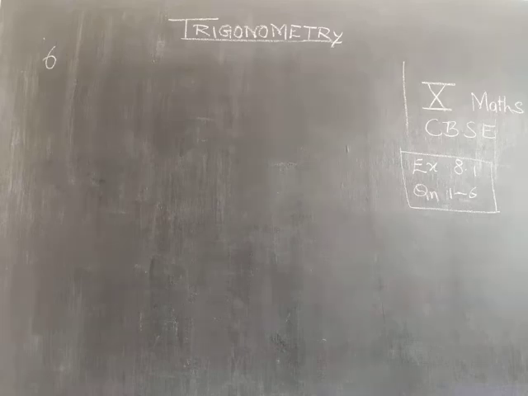In trigonometry, you have to remember how to find sin theta, cos theta, tan theta, and their reciprocals, cosecant theta, secant theta, cot theta. Opposite by hypotenuse, sine. Adjacent by hypotenuse, cos. Opposite by adjacent, tan. And the reciprocals, of course, you can easily find out.